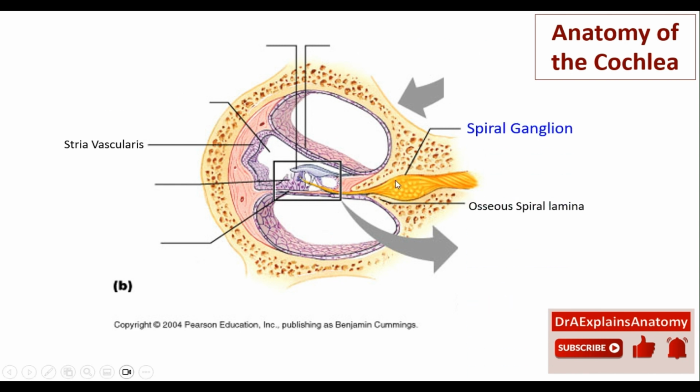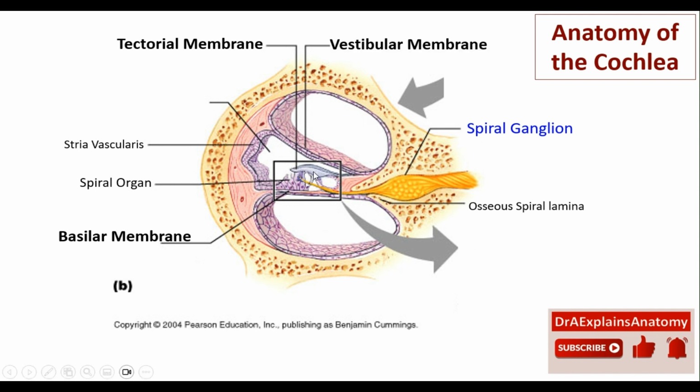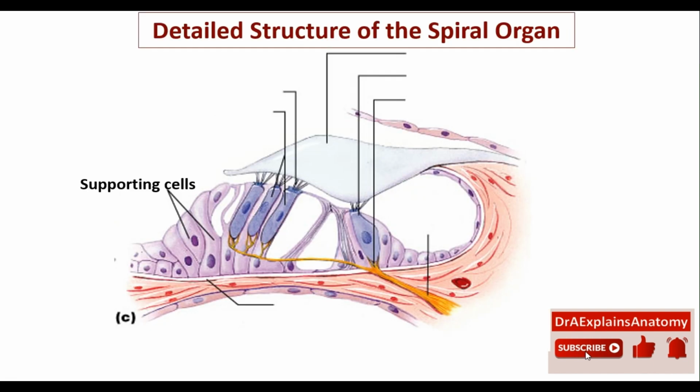This right here is the spiral ganglion. This right here is the basilar membrane. This is the spiral organ of Corti. Whereas this right here is the tectorial membrane. And this right here is the vestibular membrane. So we have three chambers and we have three different membranes: the vestibular membrane, the tectorial membrane, and the basilar membrane. Let's zoom on the spiral organ of Corti.